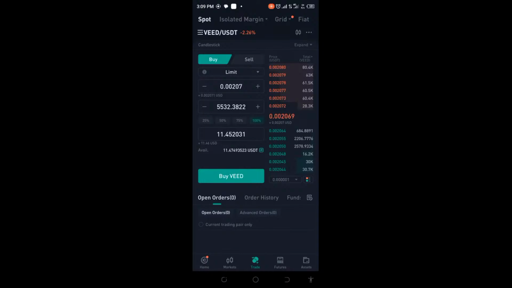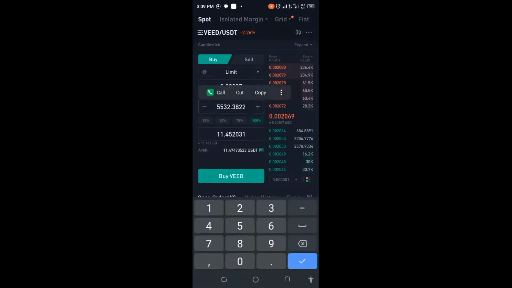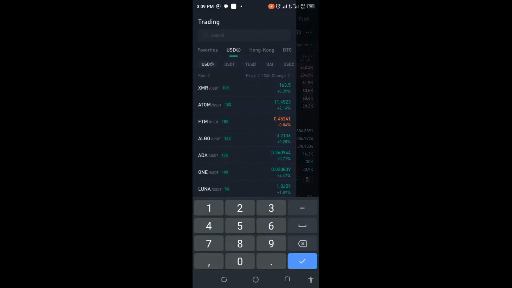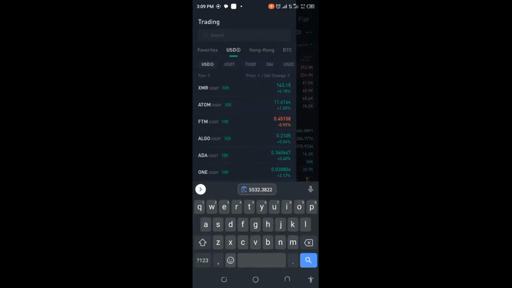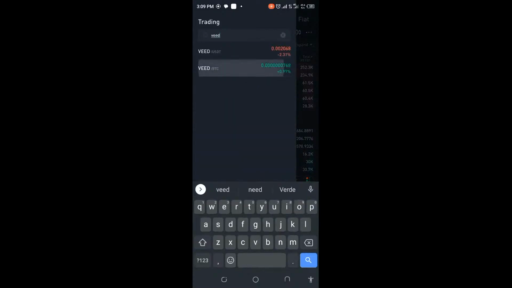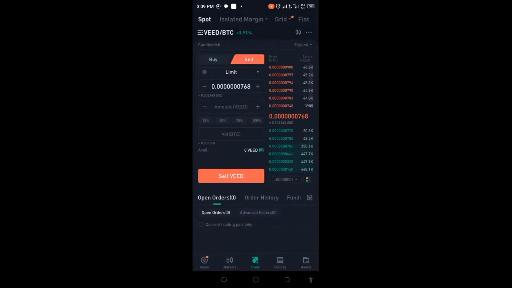We'll just put all the 100%. We're just going to use the little amount that's here, 11.47 USDT, and let's see what we can do. We'll just go ahead and do the simulations first. So we'll go to VEED BTC, and then we sell and try to see how much we can get. It's just a basic simulation, right?